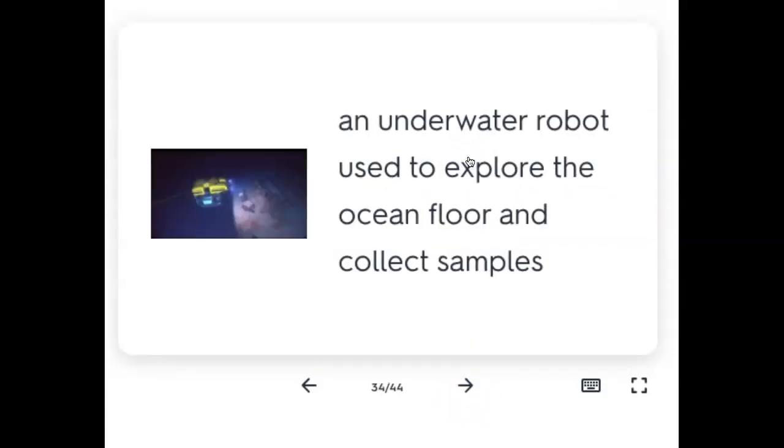An ROV is going to be a remotely operated vehicle, and it's an underwater robot that's used to explore the ocean floor and to collect samples of different specimens or even water samples.